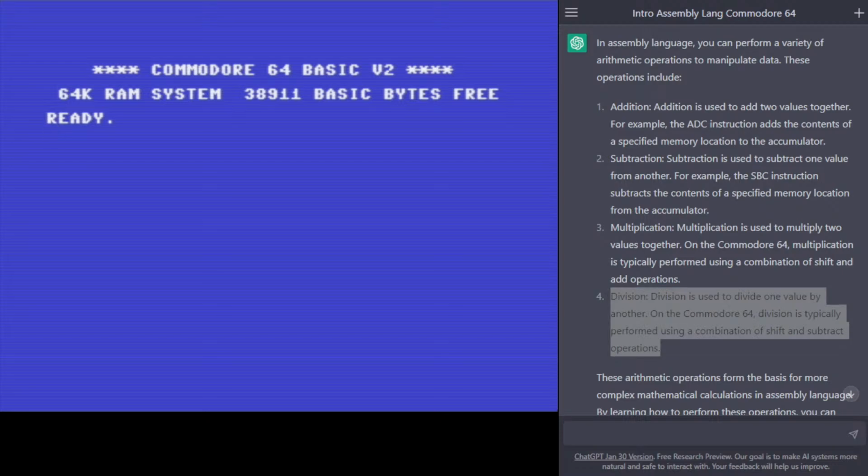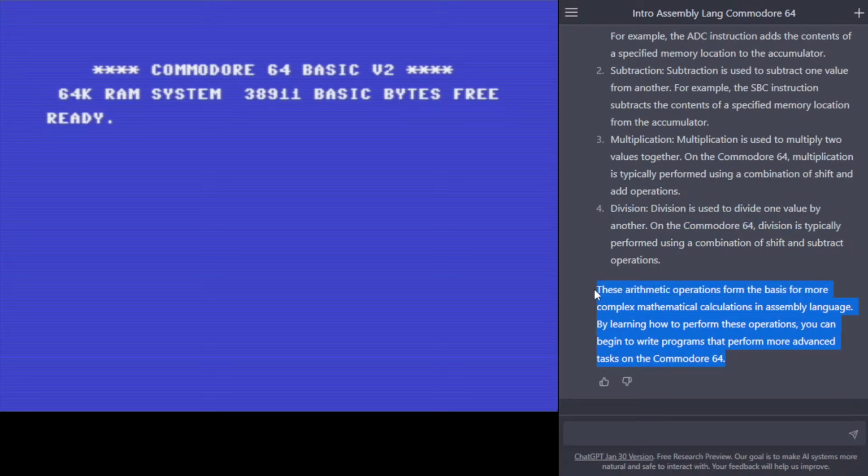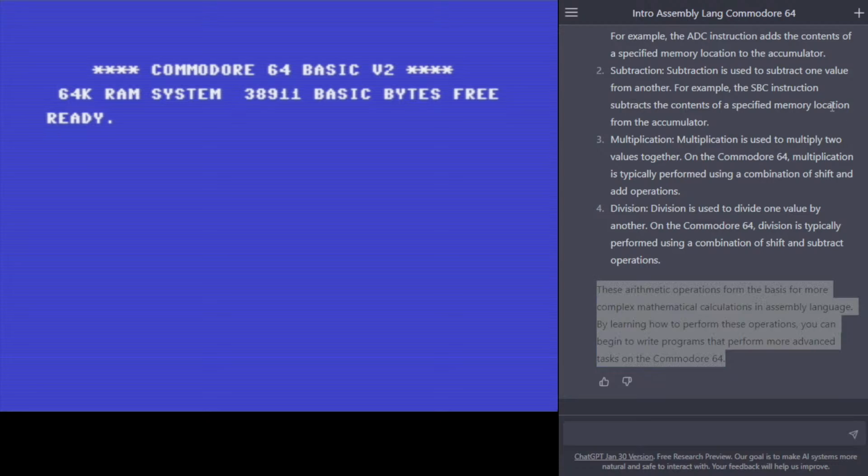Division. Division is used to divide one value by another. On the Commodore 64, division is typically performed using a combination of shift and subtract operations. These arithmetic operations form the basis for more complex mathematical calculations in assembly language. By learning how to perform these operations, you can begin to write programs that perform more advanced tasks on the Commodore 64. Okay, so let's ask her about those shift operations, right?